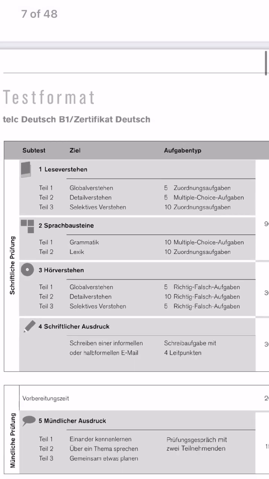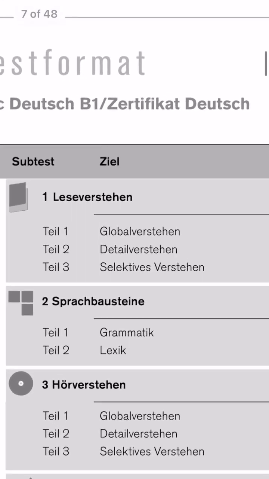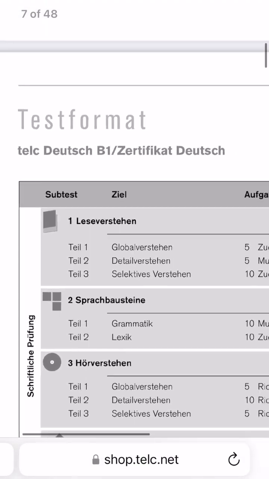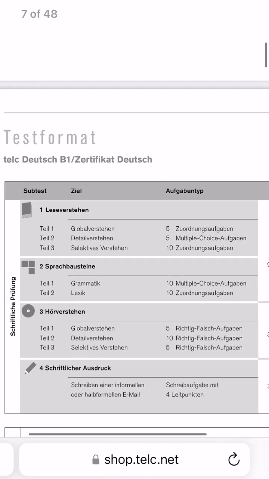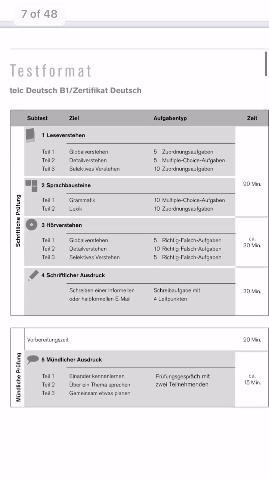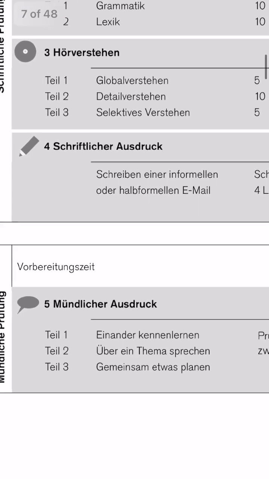And today we will talk about the remaining sections for the telc exam. We have spoken in my last week video about Lesenverstehen and Sprachbaustein. But today we will talk about Hörenverstehen, schriftlicher Ausdruck und mündlicher Ausdruck. So these three parts will be covered in this video.